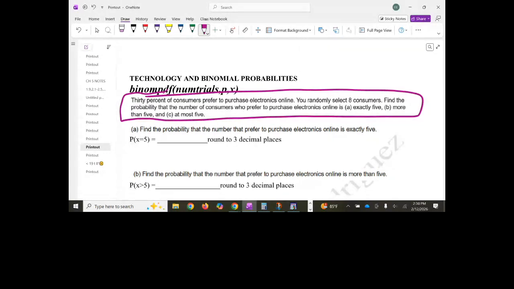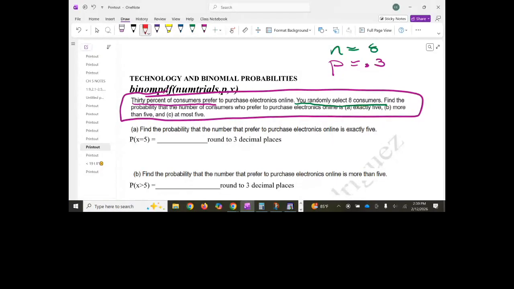Look what it says. 30% of consumers. Y'all, can I start right there saying that my P is going to be a 0.3? Because we're talking about the percent. That's my decimal. Prefer to purchase their electronics online. We're going to randomly select how many? 8. That's my N. My N is the number 8.